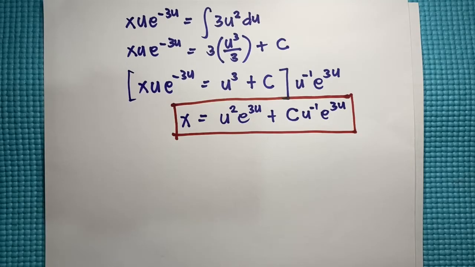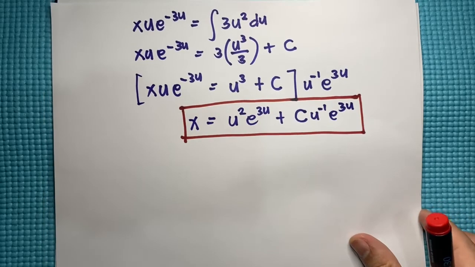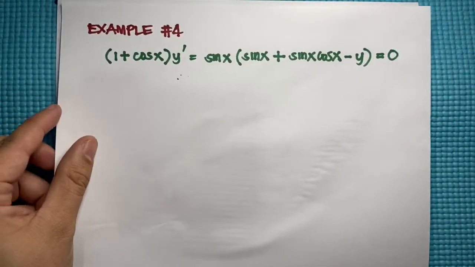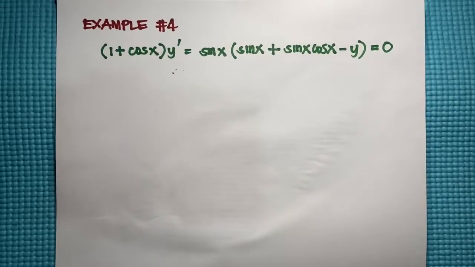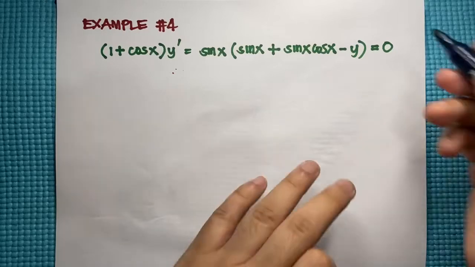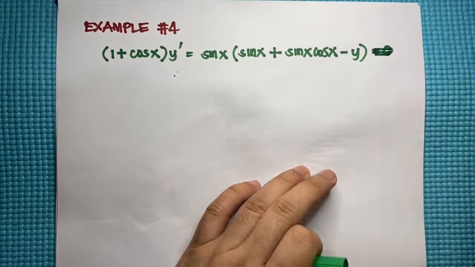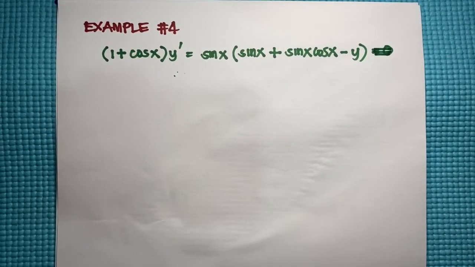And for our last example, let's solve. This time it involves a trig function. So (1 + cos x) y' = sin x (sin x + sin x cos x − y). I guess we don't need the equal to 0 there, because this is already an equation.